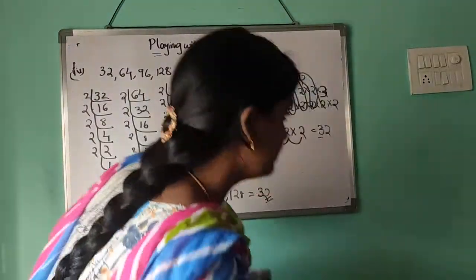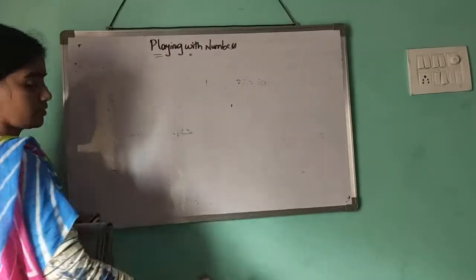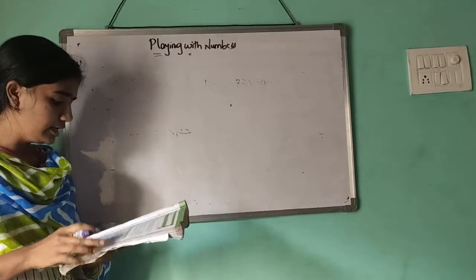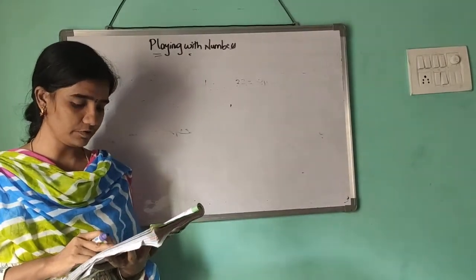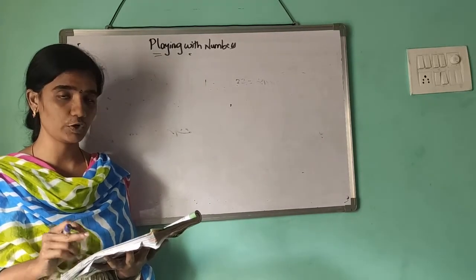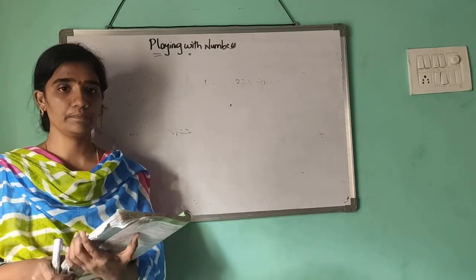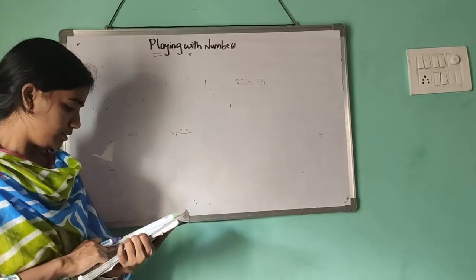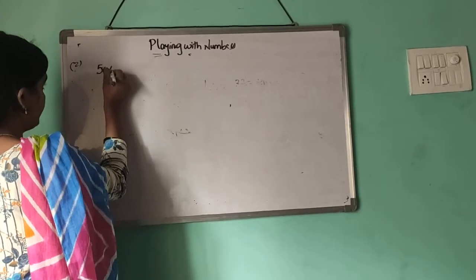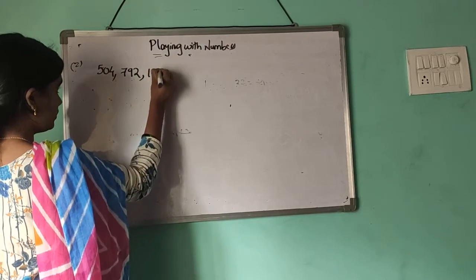We are coming to the second sum. Find the largest number which is a factor of the numbers 504, 792 and 1080. Here 3 numbers are given. Those numbers are 504, 792, 1080.